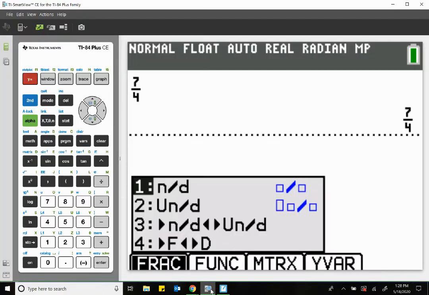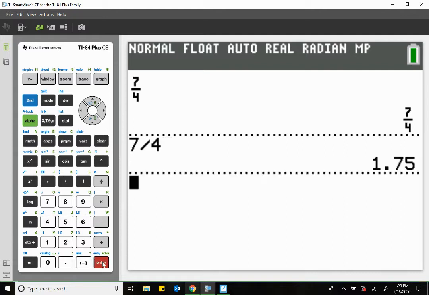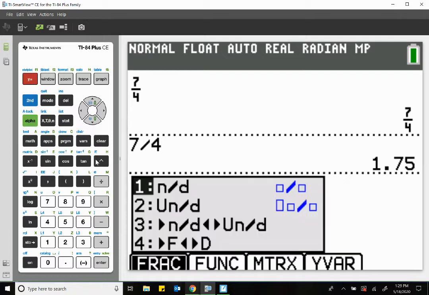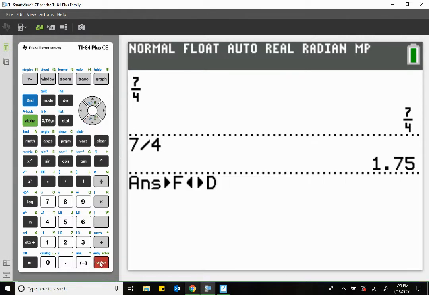Let me show you another piece. Again, if you went into your calculator and you took the 7 divided by, well, let me clear this out here. 7 divided by 4, and you're like, no, the answer is 1.75. I'm going to be like, no, it's not. Hit your alpha, y equals, scroll down to number 4, and this will take that decimal answer. When you hit enter, see it says answer, and it puts this right there. This means fractions to decimals, decimals to fractions. So it's going to take this decimal answer you had right there and shoot it back into fraction form for you. And there you go.